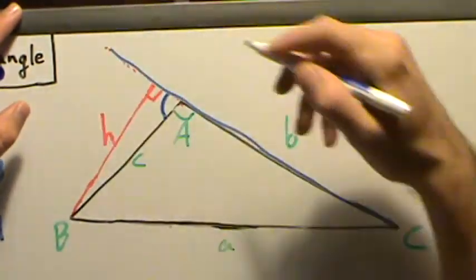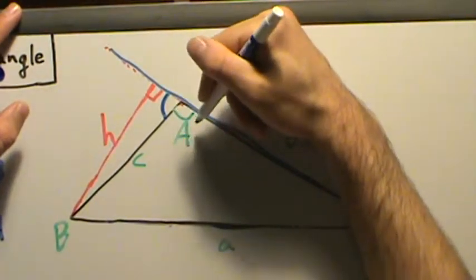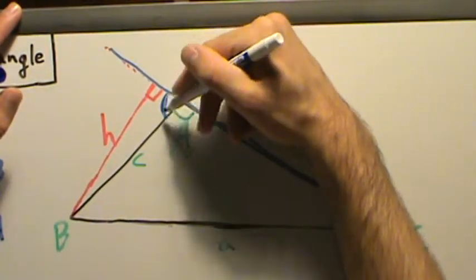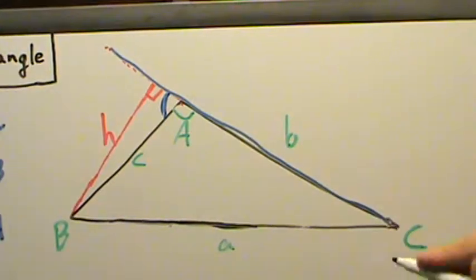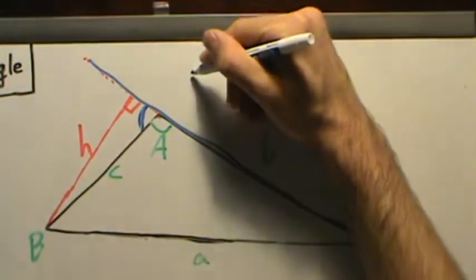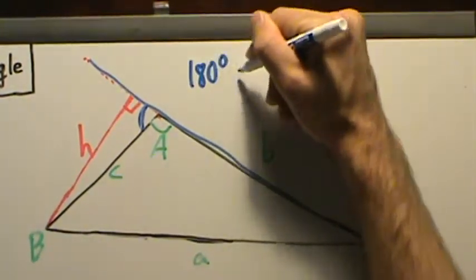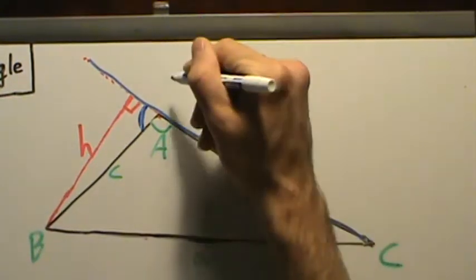Okay, that whole thing right there is a straight line. This angle right here is A, then what's this angle here going to be? Well, the whole thing is a straight line. That means it's 180 degrees, right? So if we take 180 degrees and subtract angle A, that's what we get right here.